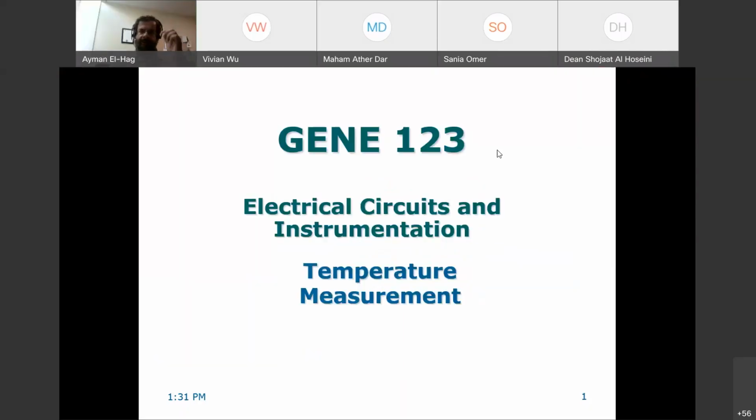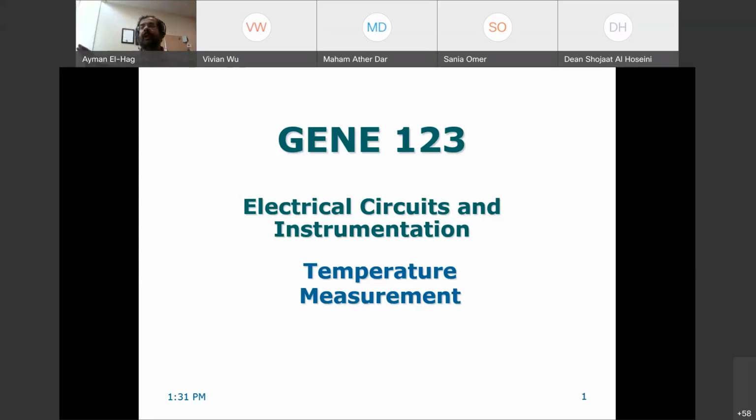Here we go. Okay, so this week's lectures will be mainly about temperature measurement. And as I mentioned earlier, the main outcome you're supposed to get by the end of this term is to deal with multiple sensors: how they are chosen, their specifications, how you put them in a circuit, how you take the measurement, how you interpret the measurement, etc.